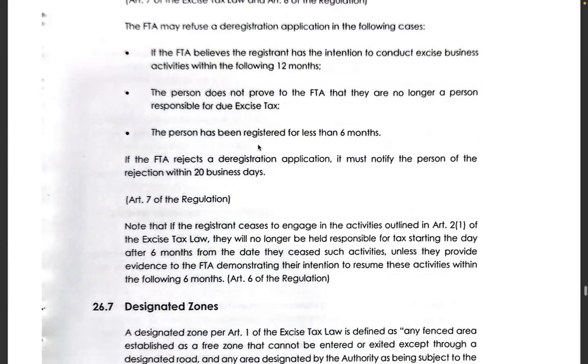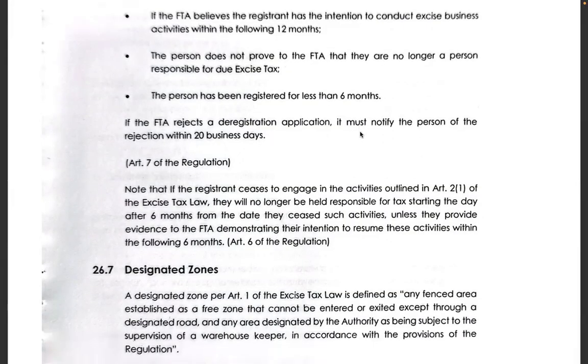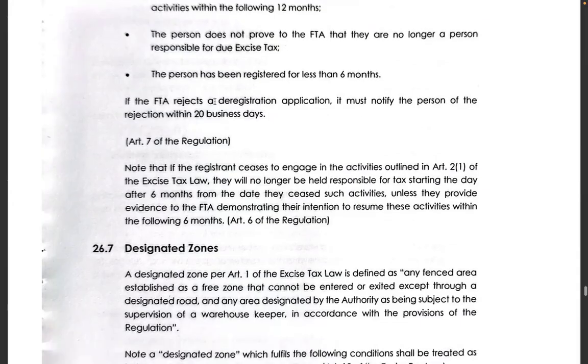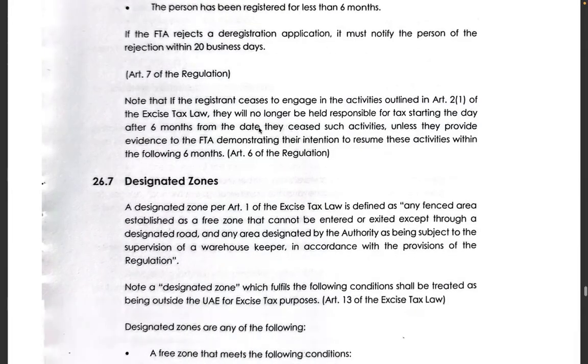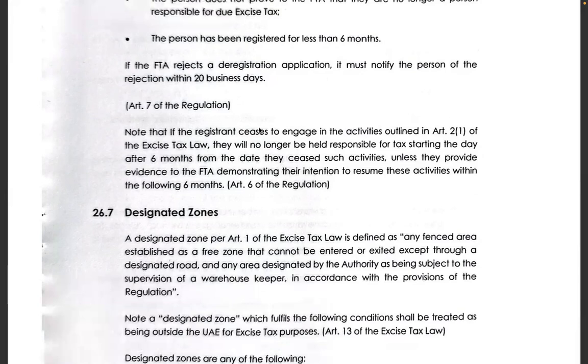The person has been registered for less than 6 months. Wow. So if a person registered recently, less than 6 months, they cannot immediately file an application to deregister. So at least a 6 month duration is there. Beyond 6 months, yes, they can apply provided that they are no longer conducting excise activities. If the FTA rejects a deregistration application, it must notify the person of the rejection within 20 business days. So there, the FTA has to come back, and within 20 business days, they have to inform the person.